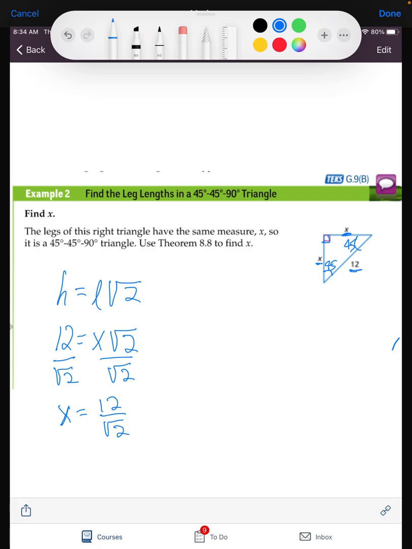Now we can simplify this to get the square root out of the bottom by multiplying by square root of 2 over square root of 2, which is the same thing as multiplying by 1, so we're not altering the equation at all. So we get x equals 12 square root of 2 over, and the square root of 2 times the square root of 2 is just 2. We can simplify that because 12 divided by 2 is 6, and then we still have the square root of 2. So 6 square root of 2 is our x.